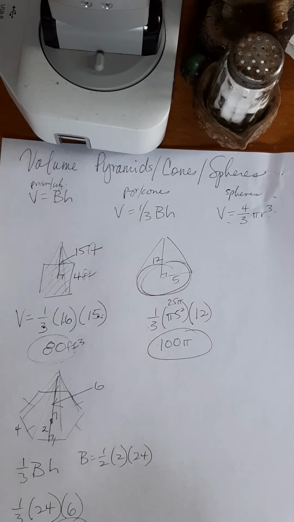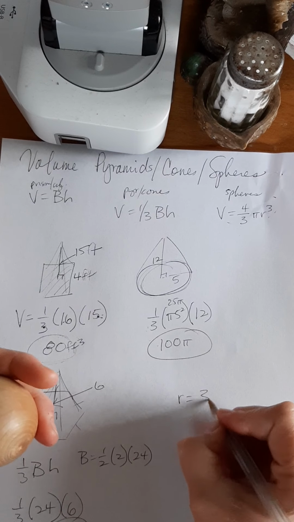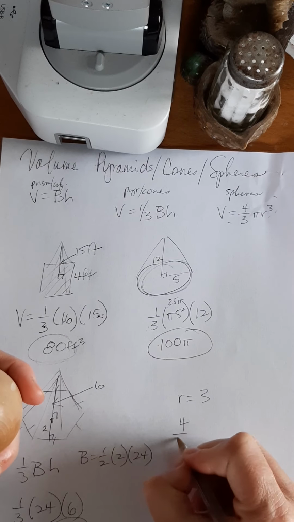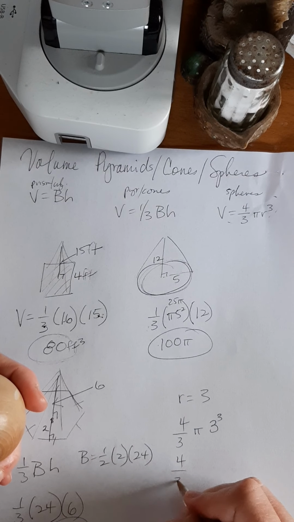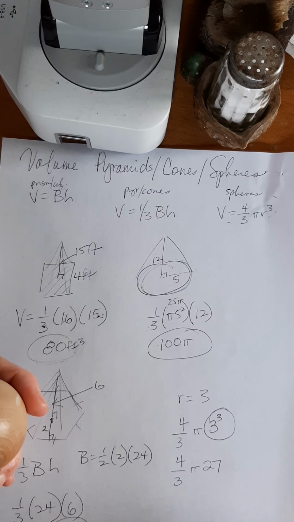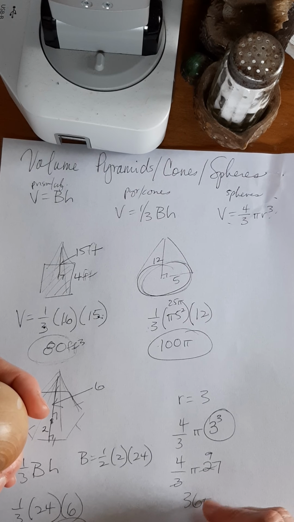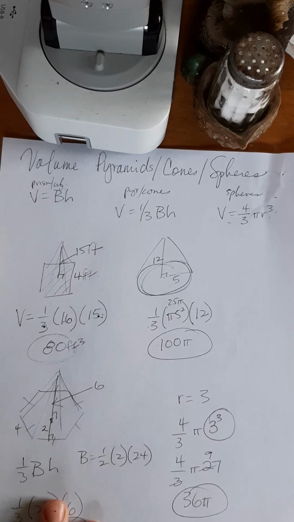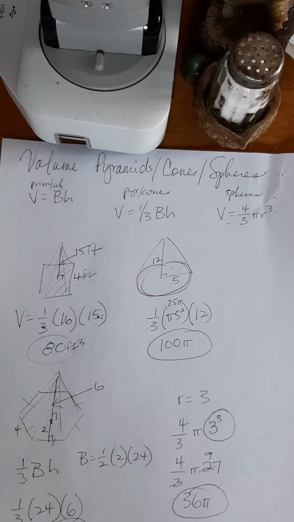Now let's do a sphere real quick. Let's say the radius is 3. So 4/3 pi r cubed. So 4/3 pi, 3 cubed, 27. 3 goes in there, 9. 36 pi. And remember, I allow my students to leave it in terms of pi because that is the exact answer. You could multiply by 3.14 if you'd like.